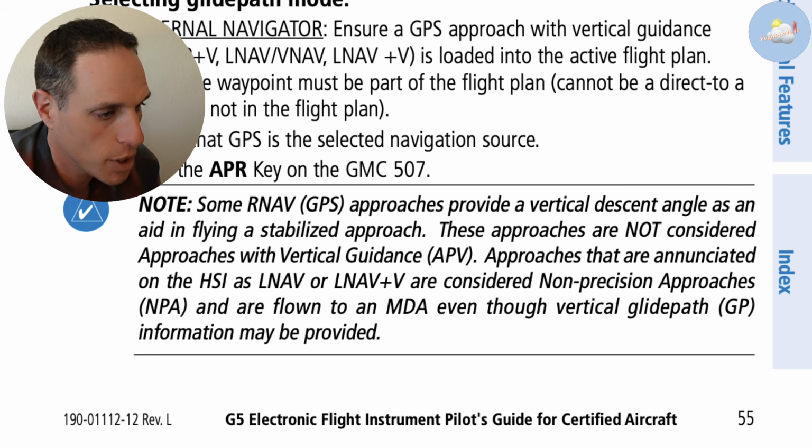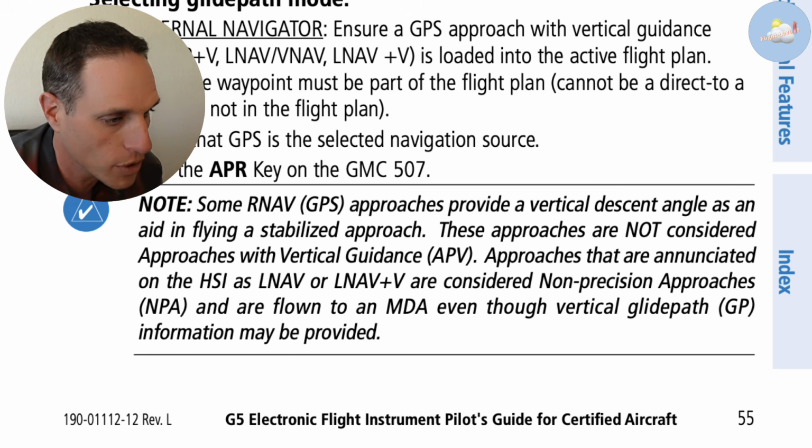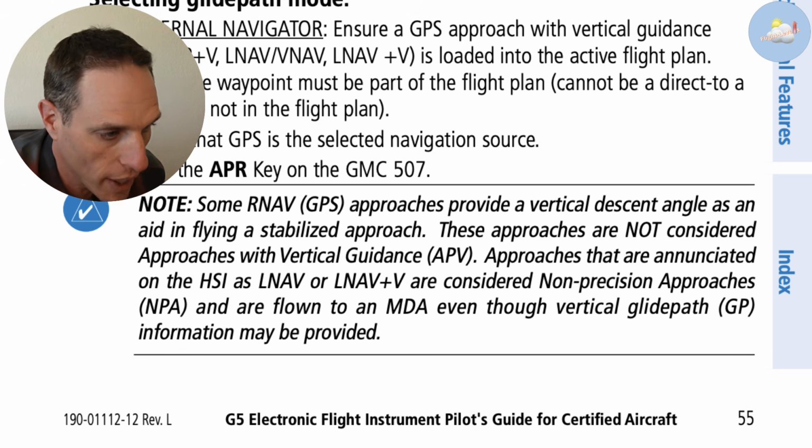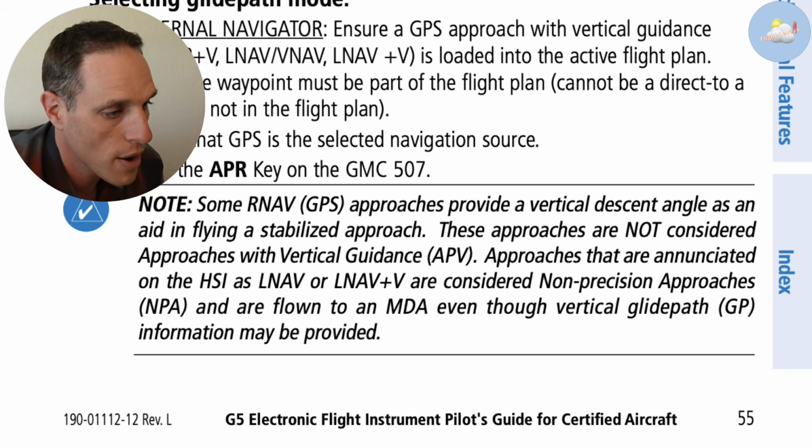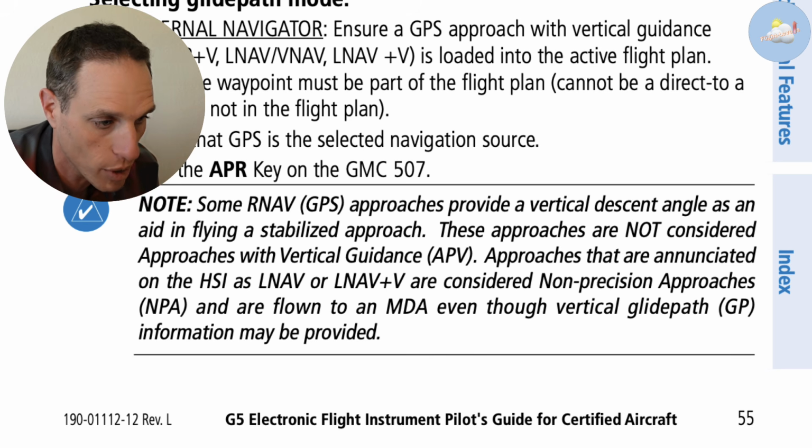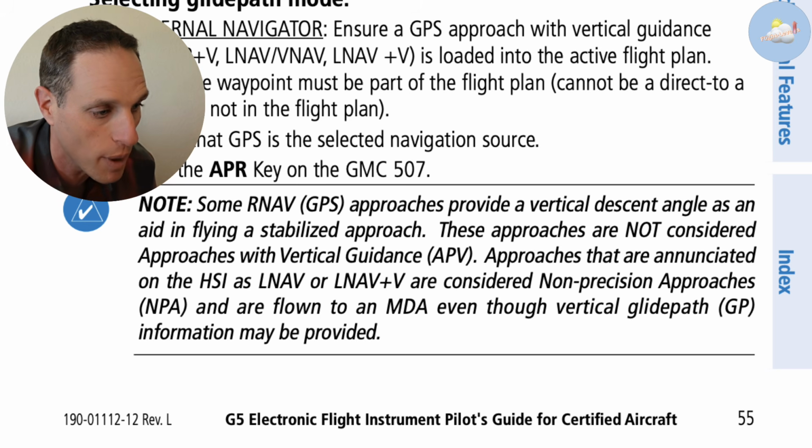Some RNAV GPS approaches provide a vertical descent angle as an aid in flying a stabilized approach. Great. These approaches are not considered approaches with vertical guidance. Approaches that are enunciated on the HSI as LNAV or LNAV+V are considered non-precision approaches and are flown to an MDA even though vertical glide path information may be provided.